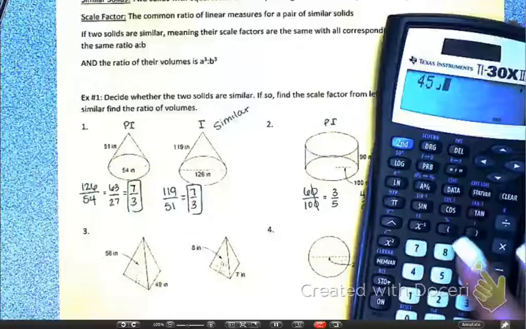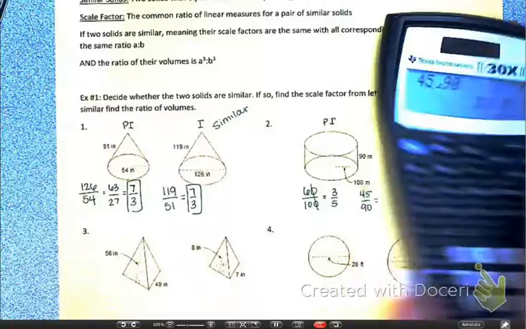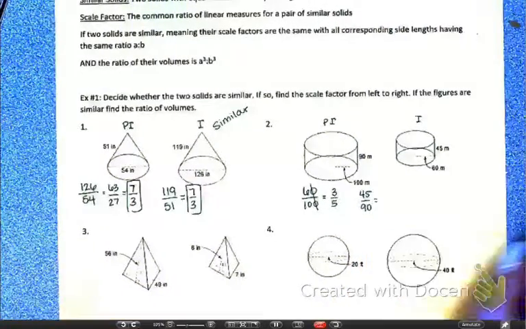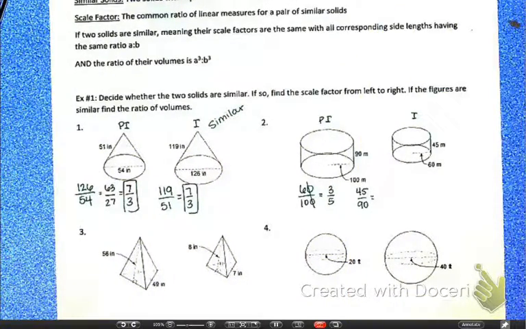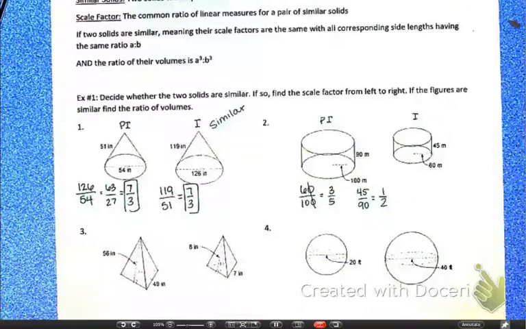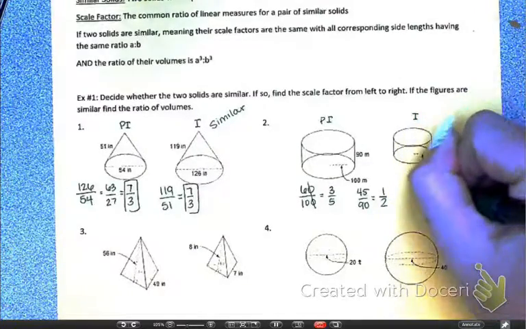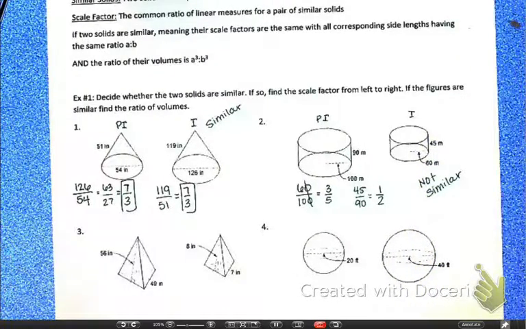And look what happens when I plug this into my calculator. 45 ABC 90. So if your numerator is smaller than your denominator, it will give you a nice reduced fraction. If your numerator is larger than your denominator, that's when you're going to get that mixed number. Okay? So 45 over 90 reduces to 1/2. And someone said, but they're not the same. How do we have two different scale factors? We don't. What does this mean if they're not the same? They're not similar. Are we okay with that? Okay. We'll come back to these in a second.